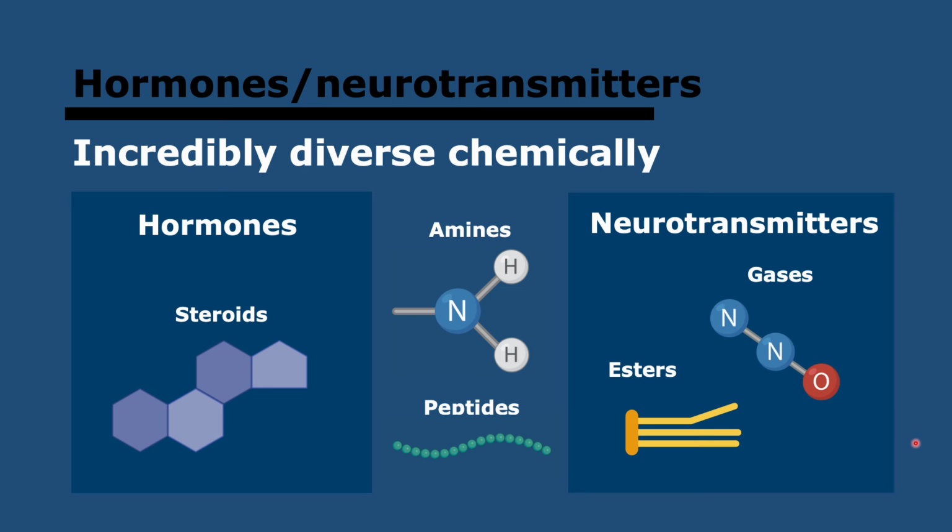And then neurotransmitters can also be amines, such as dopamine, for example. They can also be peptides, such as endorphins. They can also be gases, such as nitric oxide, and they can be esters, such as acetylcholine. So a huge variety here.